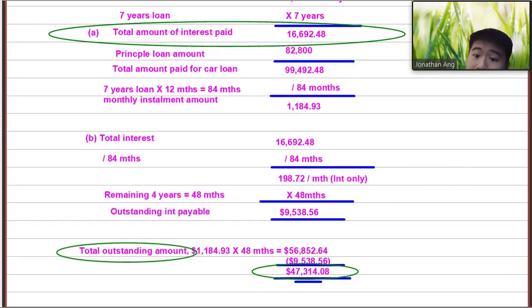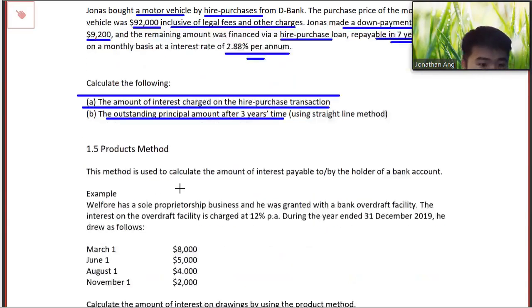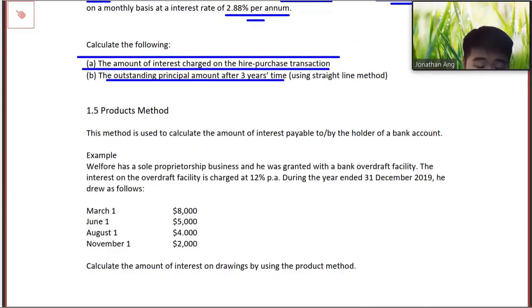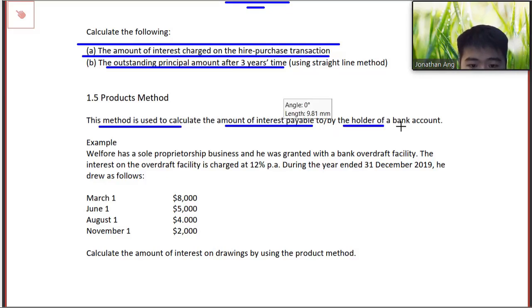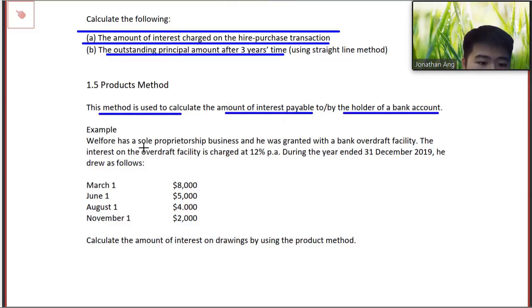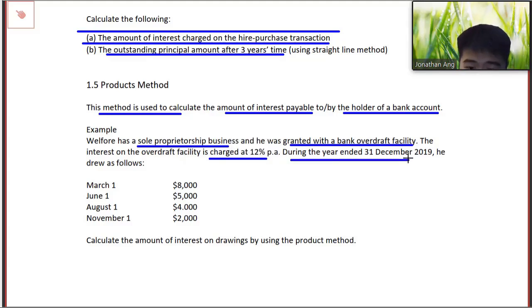Okay, now let's look at the last part, which is your products method. Now, products method is actually very straightforward. Because we just need to go according to the numbers and then we apportion it out. Now, this method is used to calculate the amount of interest payable to or by the holder of a bank account. For example, Well4 has a sole proprietorship business and he was granted a bank overdraft facility. Now, the interest on the overdraft facility is charged at 12% per annum. During the year ended 31st December, he drew as follows, meaning he withdrew as follows. Now calculate the amount of interest on drawings by using the products method.